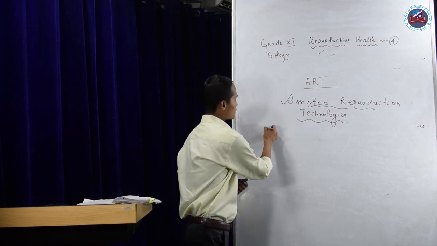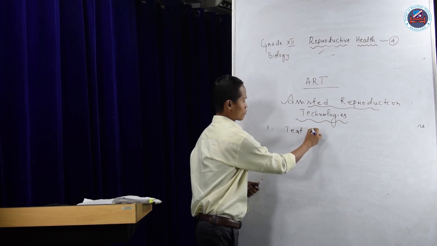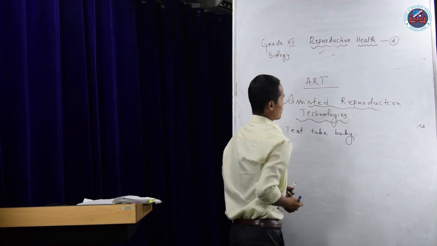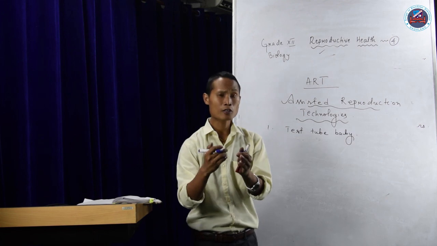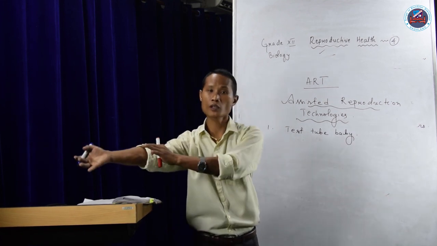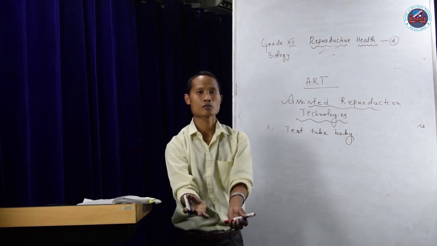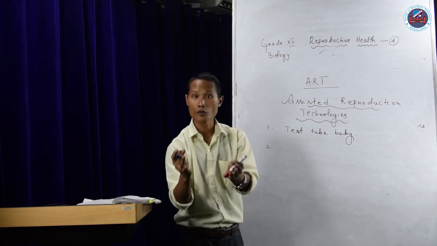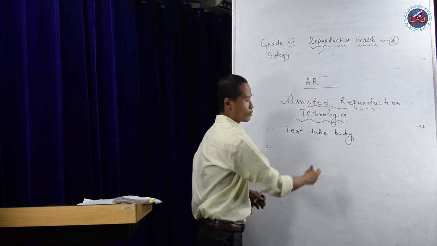The first is IVF, or test tube baby, where the embryo or zygote is developed artificially in the lab and then transferred to a surrogate mother. Then the child grows, the cell grows to give rise to a new individual. So test tube baby is one of the methods.